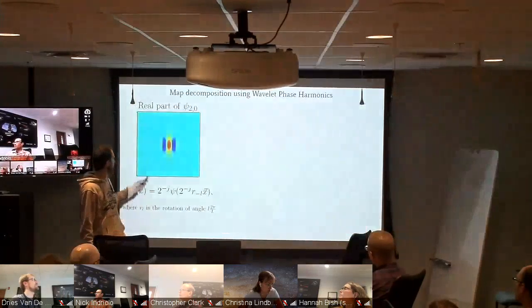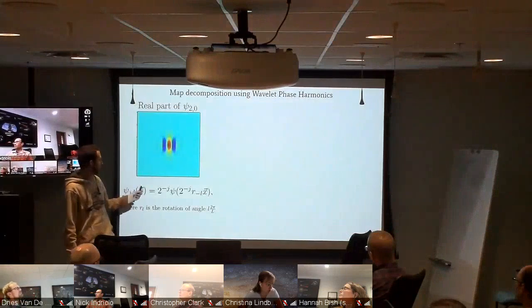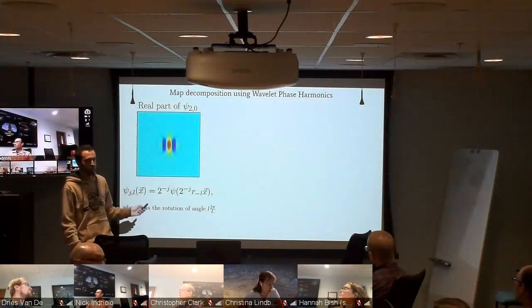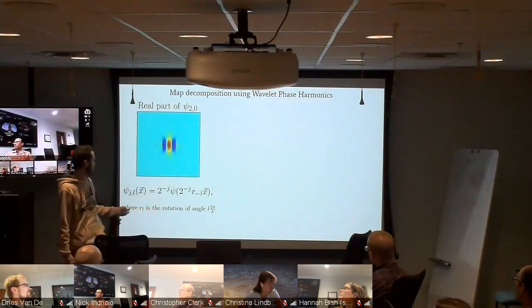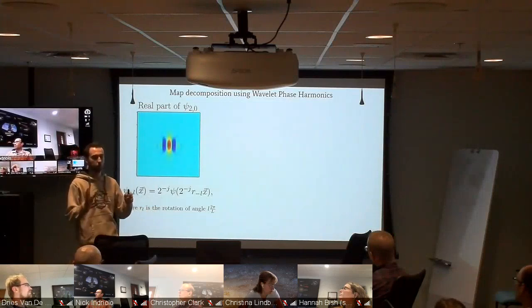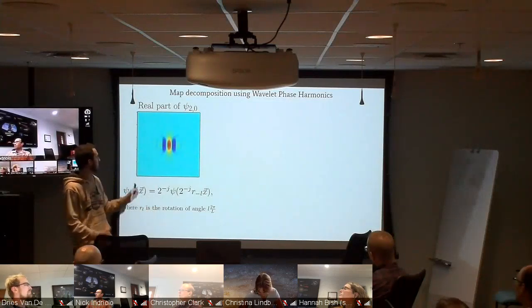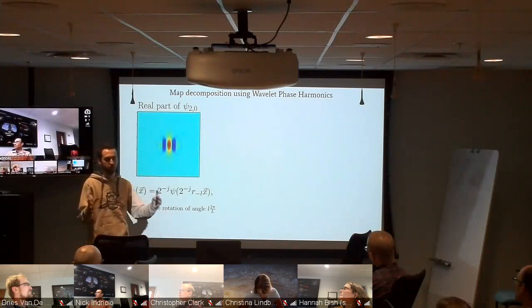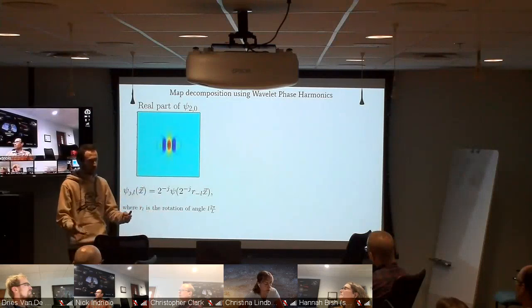Here we have an example of a wavelet, the real part of the wavelet. This kind of wavelet can be changed using different scales, so this is the J parameter, and we can also use different orientations, so this is the L parameter. And so we will create a bunch of different wavelets, and we will decompose a map into those wavelets.